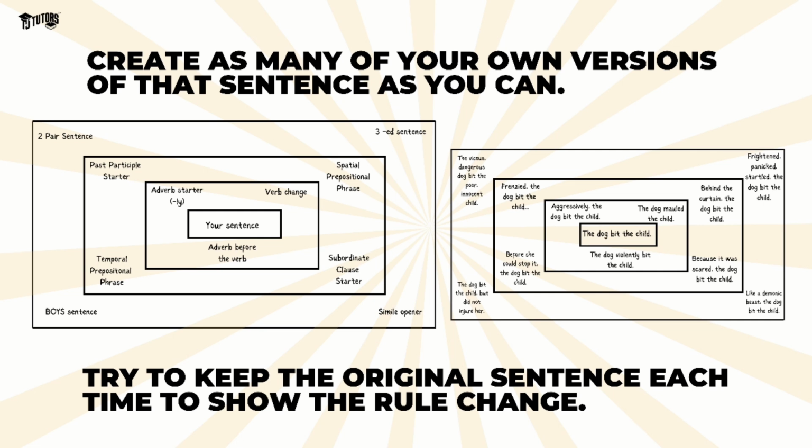It's really important that you are trying to create as many versions of that sentence as you can. Try and always keep the original sentence each time to show the rule change. You don't want to be throwing in all these different things every single time because it can get too complex, okay? So there's different ways you can do that there.